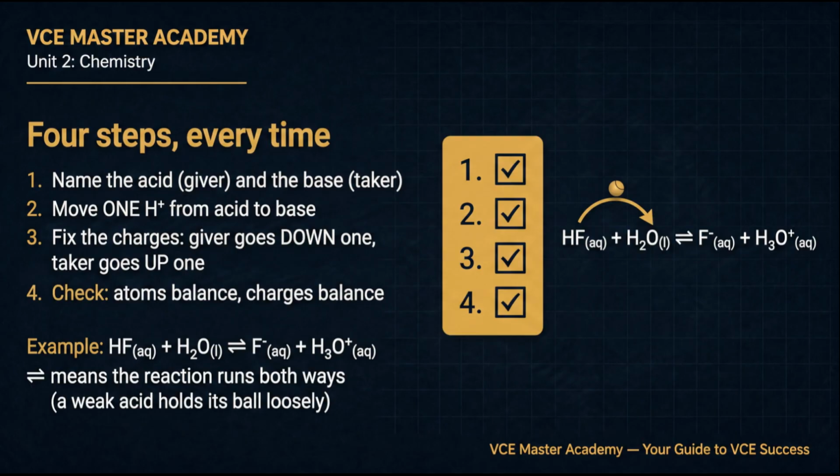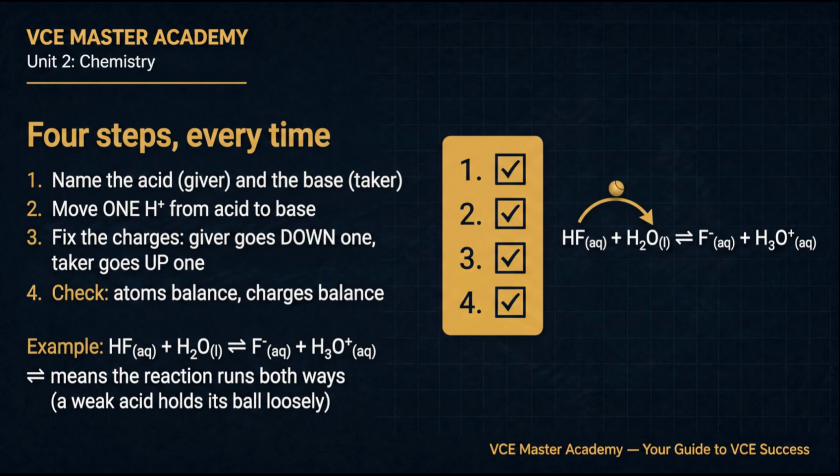Water was neutral, so it becomes H3O+. Step 4. Check. Fluorine, 1 each side. Oxygen, 1 each side. Hydrogen, 3 each side. Charge, 0 on the left. -1 + 1 is 0 on the right. Balanced. Lovely.